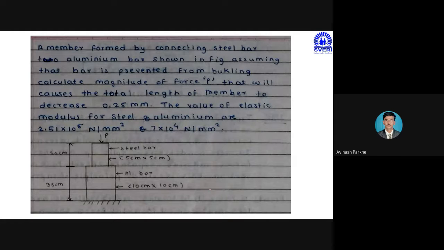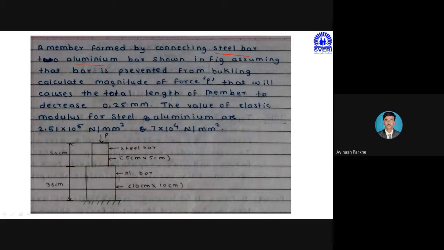Now, the next problem we will discuss is of this particular type number 2. First of all, I will read the statement carefully and then we will solve that numerical. The statement given is: a member formed by connecting a steel rod to an aluminum bar, as shown in the figure. A member formed means one new bar is to be formed by connecting a steel bar to an aluminum bar. That means two different materials are there, one steel bar and another aluminum bar, connected to each other as shown in the following figure.